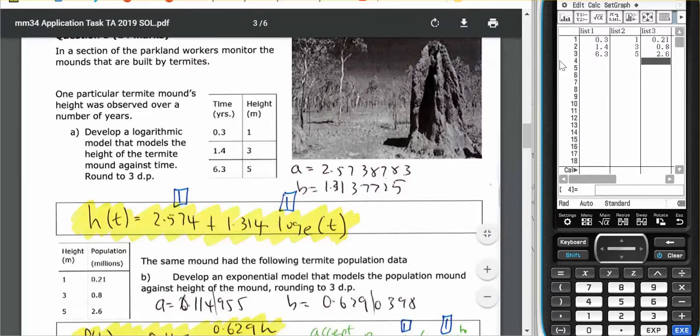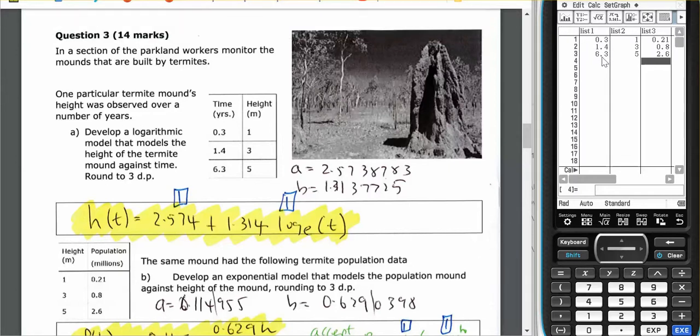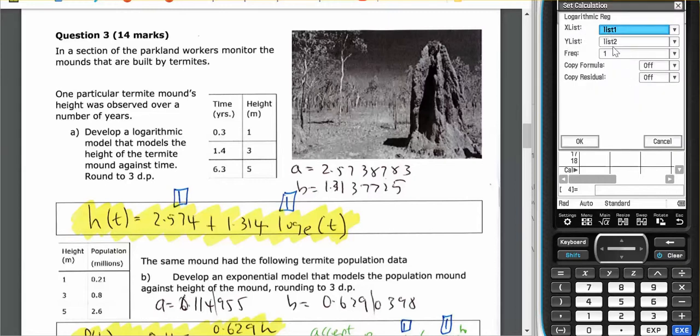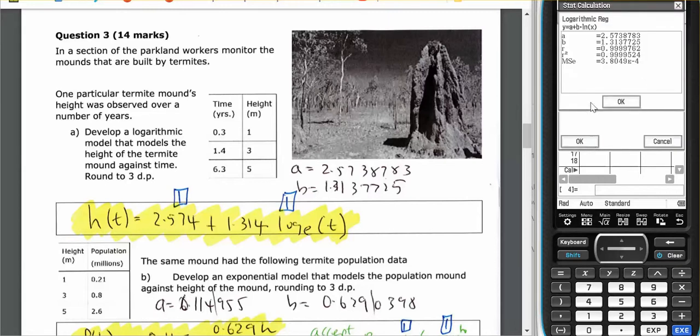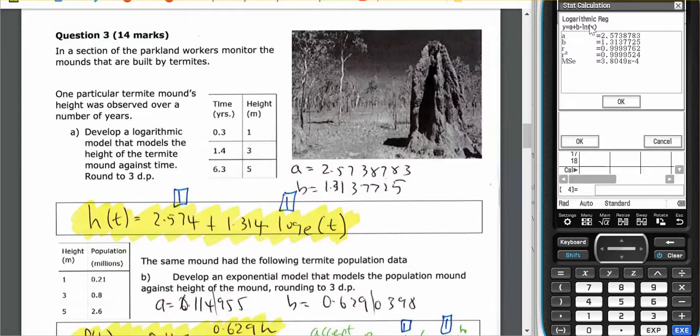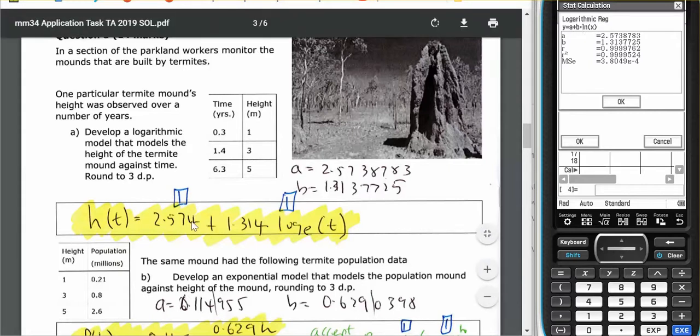Time is x, so that's 0.3, 1.46.3, and here is my height. I'm going to do a calc regression logarithmic. I've got my x's in list 1 and my y's in list 2. Okay, and here's my values. A is 2.5738, B is 1.31377, and then I can put it into this form, remembering A plus B log base E of x is told to you at the top of the statistics calculation bar. So there is my rule.